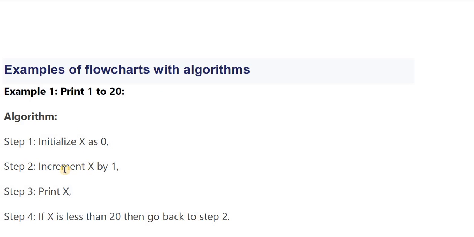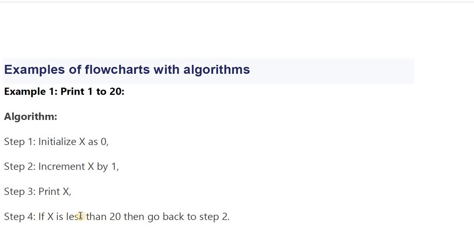Step number 2, what do we have to do? Increment x by 1. X was 0, we have made it 1. We have incremented it. Then what do we have to do? Display x. We have displayed 1. X is 1, so display 1. Step number 4 is important.